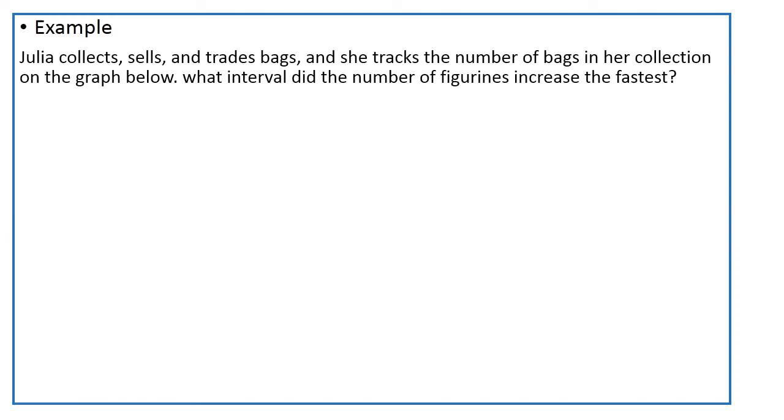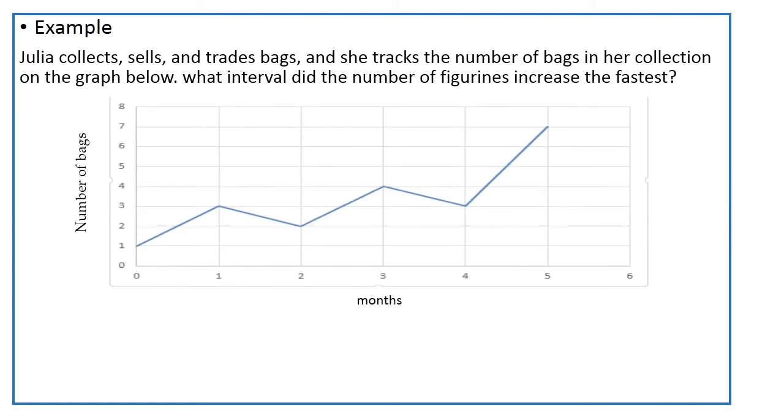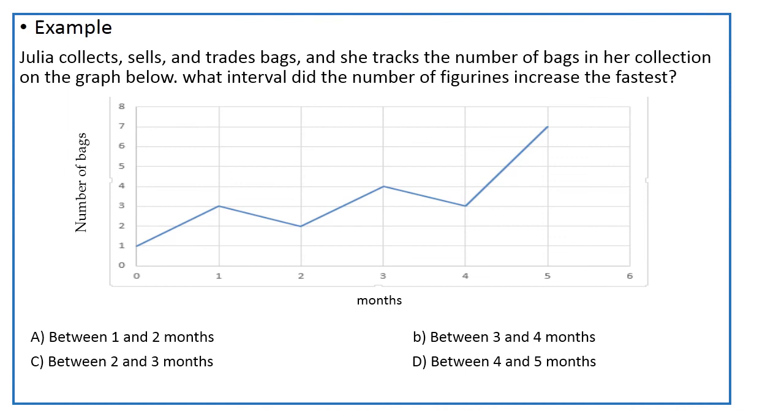Let's take one last example, and it says Julia collects sales and trade bags, and she tracks the number of bags in her collection on the graph below. In what interval did the number of bags increase the fastest? Here the problem is asking which line has the greatest slope, or which line has the greatest steepness. It gives us 4 choices.